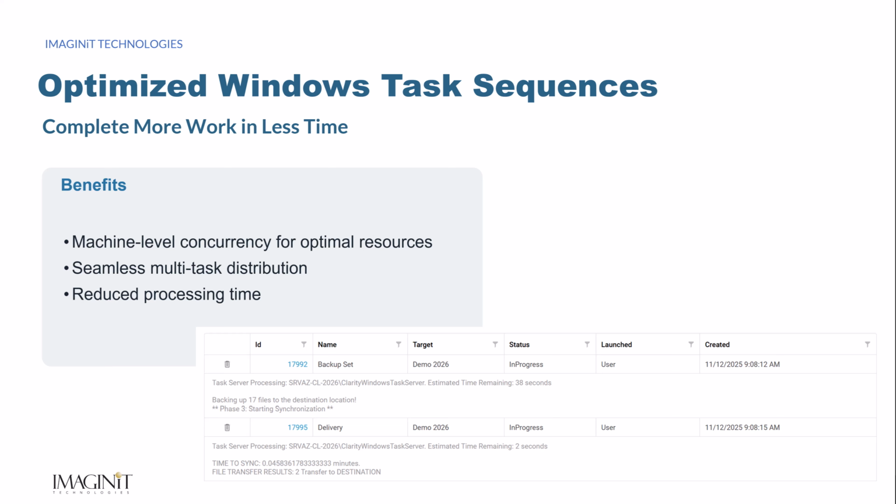And next, we've supercharged Windows task sequences. Concurrency is the name of the game in Clarity. Completing more tasks in the same amount of time is the goal. In this release, we've added machine-level concurrency to Windows Task Server task sequences. Now each server can handle multiple task sequences at once, while you're also spreading the load across multiple task machines. You're getting maximum performance from every machine simultaneously, completing more tasks in a fraction of the time.